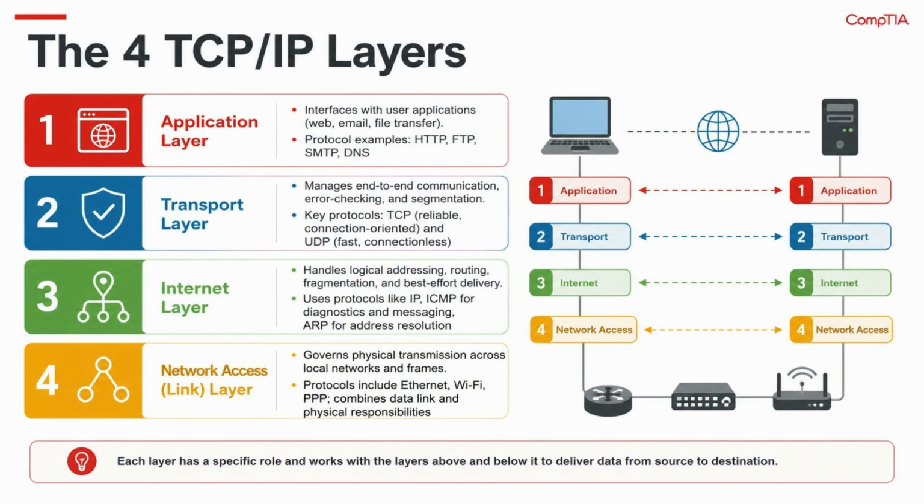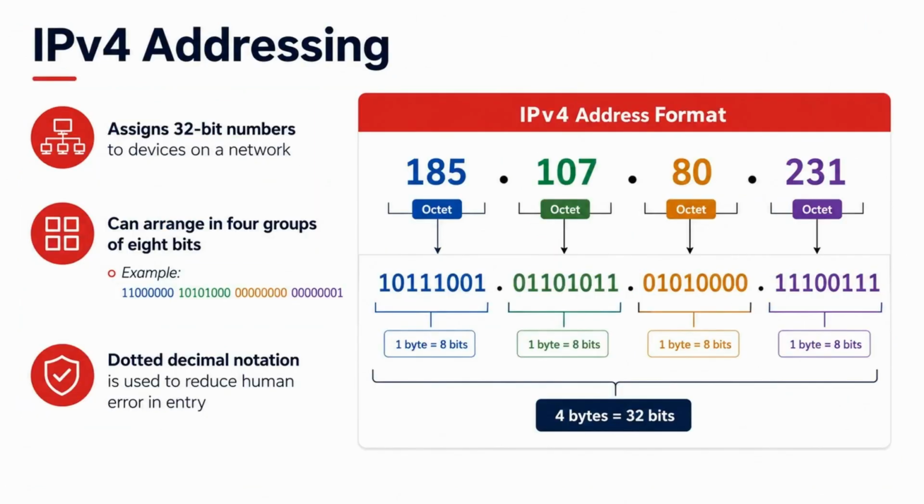The internet layer handles logical addressing, routing, and best effort delivery through IP, ICMP, and ARP. And the network access layer governs physical transmission across local networks through Ethernet, Wi-Fi, and PPP.